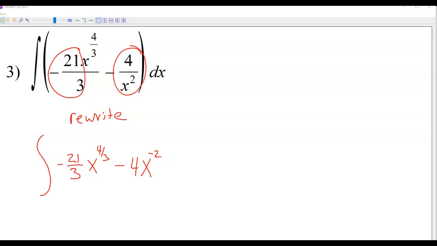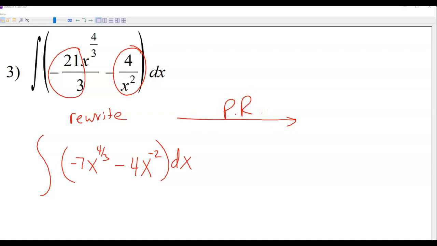Another thing that I see that I can do here is this can be reduced. So I'm going to do negative 21 divided by 3, and I'm just going to make that negative 7, just so everything's as simple as possible. But of course you want to rewrite stuff first, okay? So then we're going to do our power rule. We're going to add 1 to this power. Remember, that's top plus bottom over the original bottom. And instead of dividing by this power, I'm going to multiply by its reciprocal.